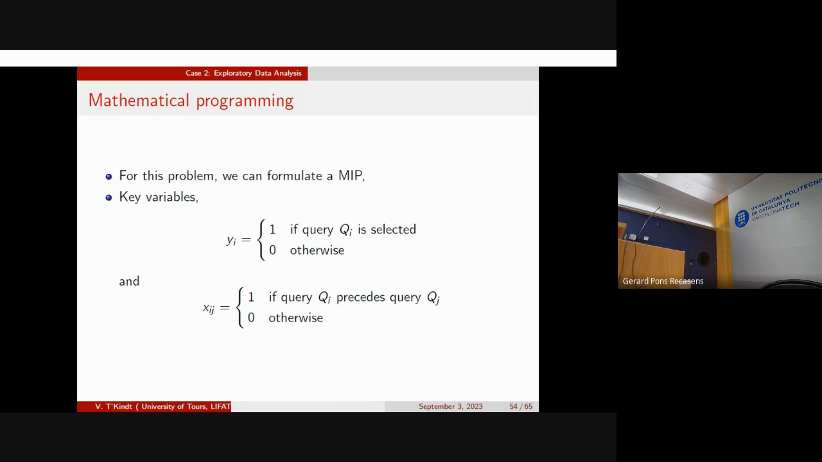So that's a mix, a hybridization of the knapsack and the TSP problem. That's cool. So we need variables y_i equal to 1 if query i is selected, and 0 otherwise. These are the variables from the knapsack. And we have also introduced a binary variable x_ij equal to 1 if query i precedes query j, and 0 otherwise. These are the variables that will enable us to solve the TSP part of the problem.